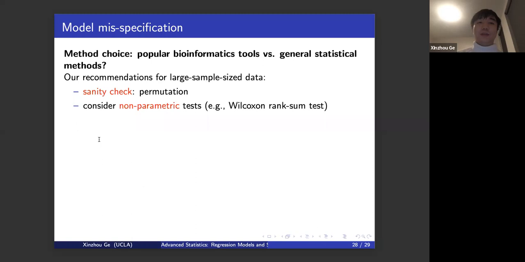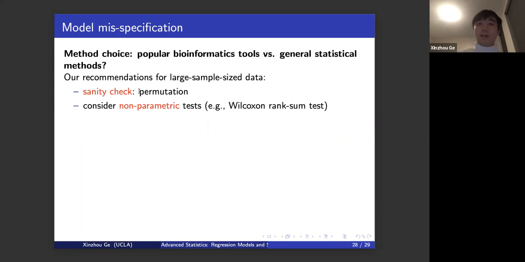And one way to check whether each method works is to use permutation to do a sanity check, as we have done before. So if a method identifies a large number of DEGs on the permuted dataset, it means that this method may be problematic on the original dataset, and it is likely that there are a lot of false discoveries.